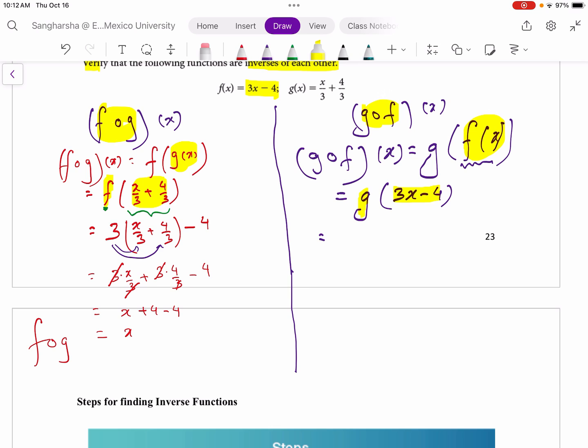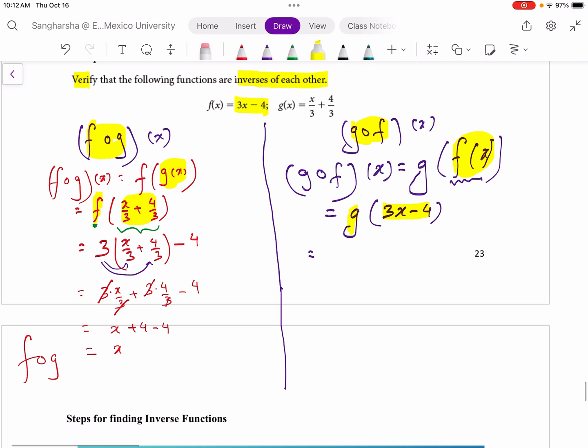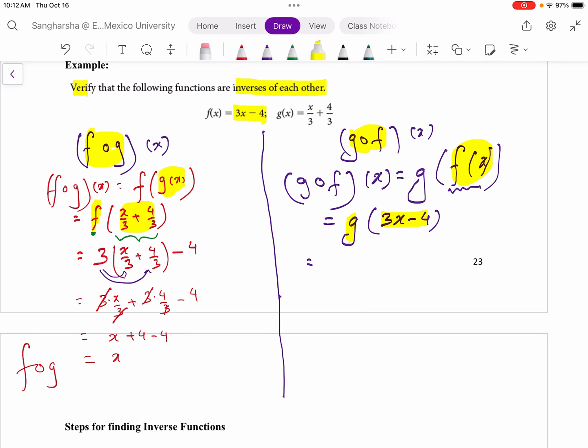So how do we find g of 3x minus 4? For that, which function do we take? We take the g function, and from the g function, we replace every x of the g function by this expression 3x minus 4. We write down the g function, which is x over 3. For that x, we write down 3x minus 4, divided by 3, then we have plus 4 over 3.